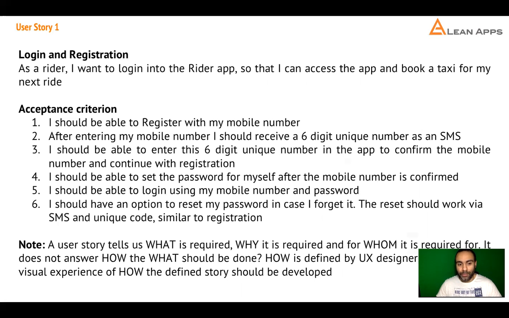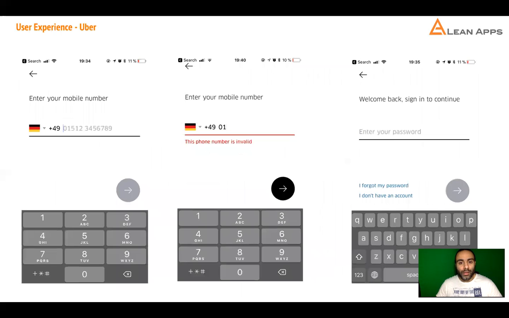So they will define the how part. And all of this goes as an input, basically the whole user story in this sentence with acceptance criteria, and the how part, once the user experience is defined by the designer, is handed over to the developer to develop the user story. So if you see, I took some screenshots from Uber.